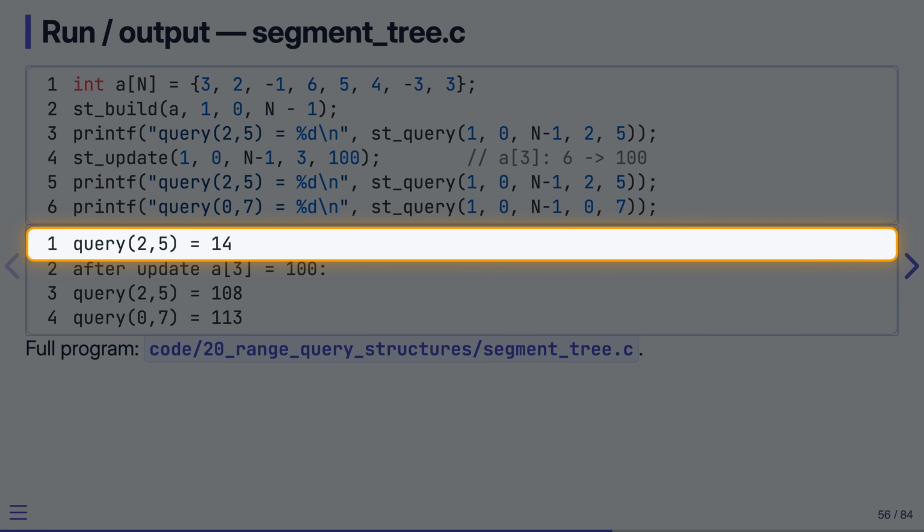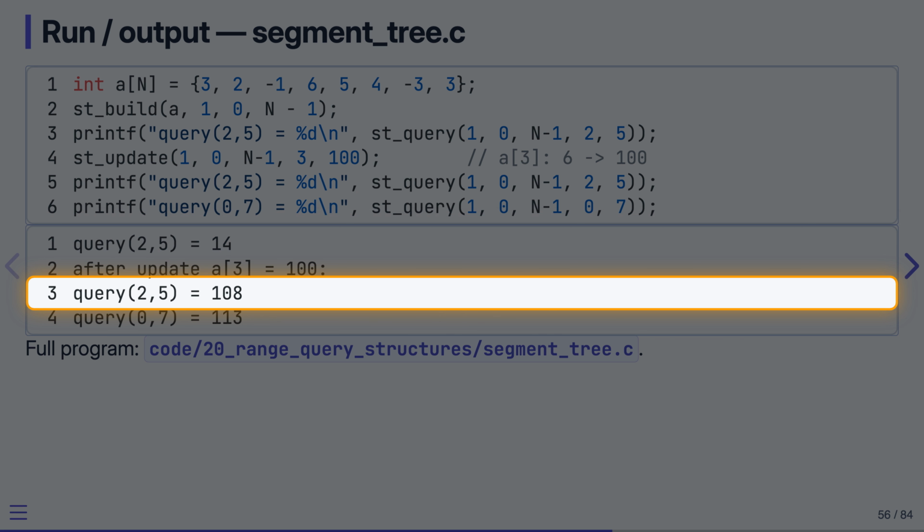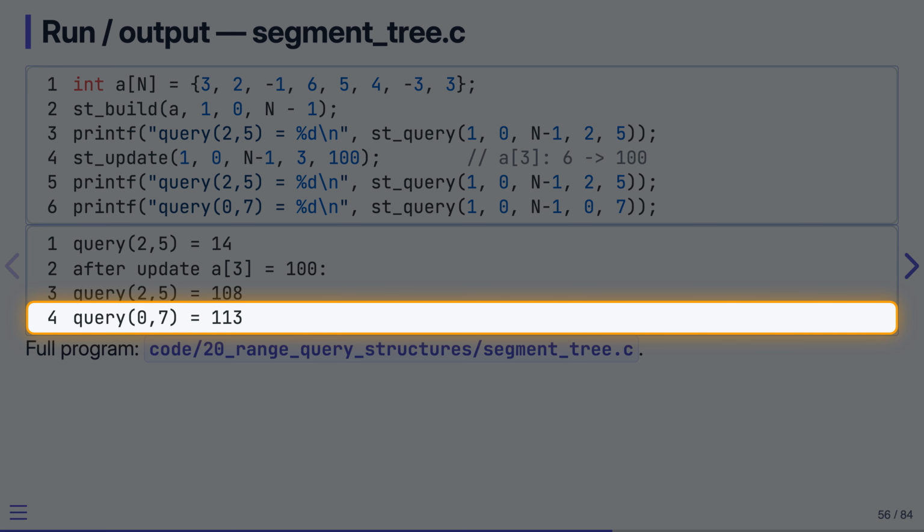Look at the output. Before the update, the query of 2 and 5 is 14, matching the trace we did earlier. After setting index 3 to 100, the query of 2 and 5 is 108. That is -1 plus 100 plus 5 plus 4. And the query of 0 and 7, the whole array, is 113. That is the old total 19, minus the old 6 plus the new 100.